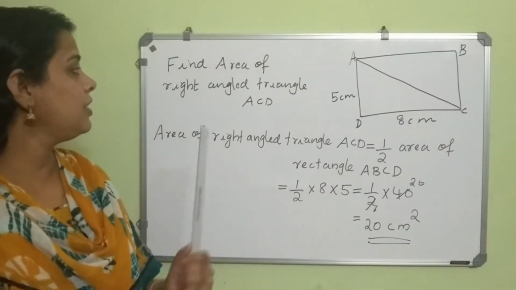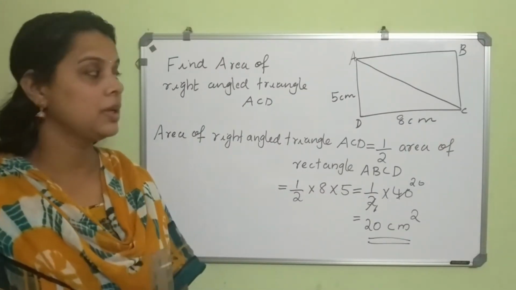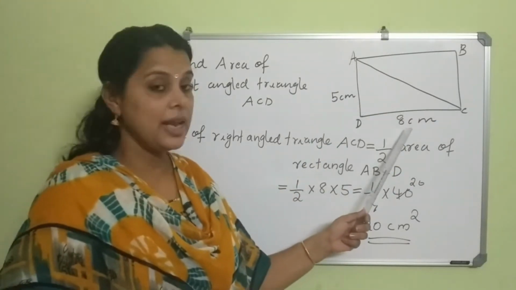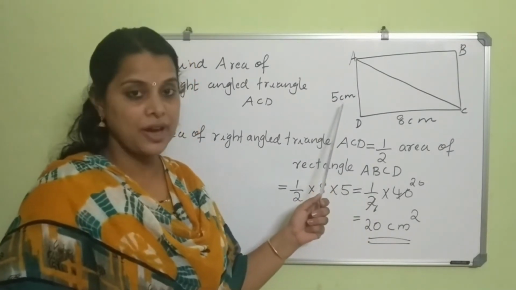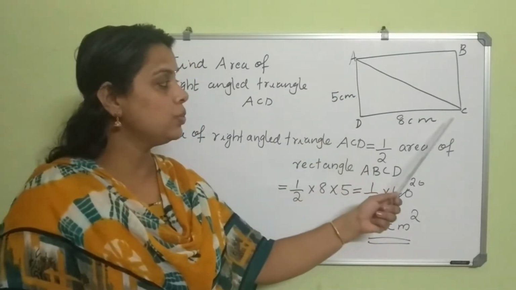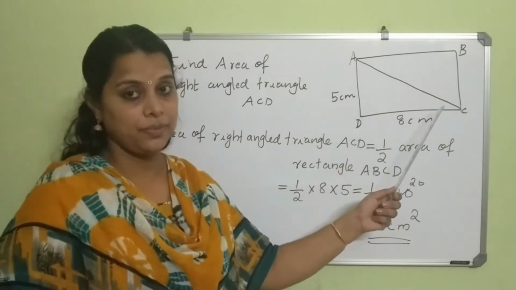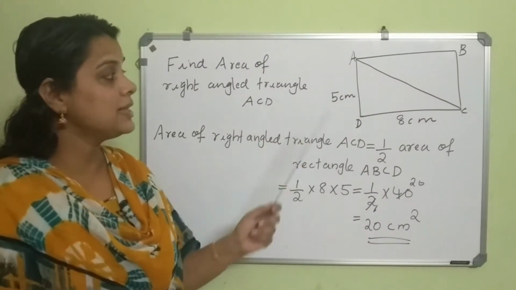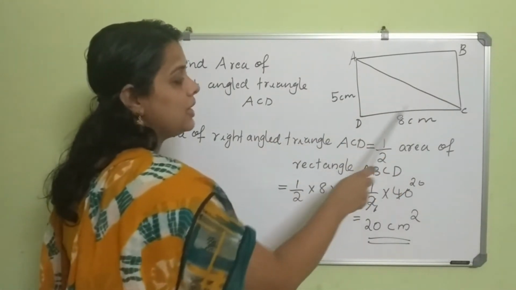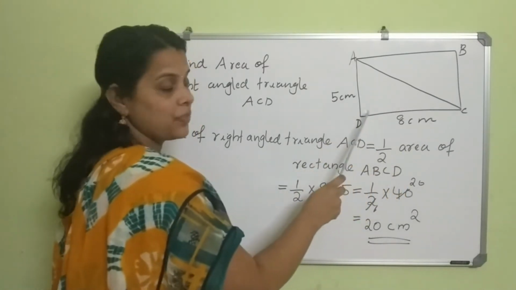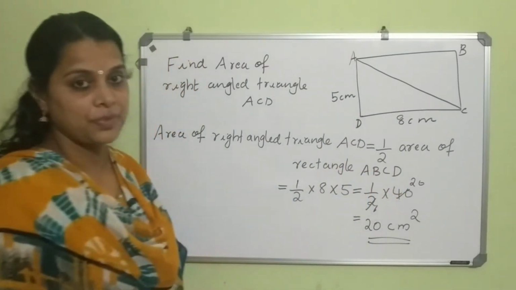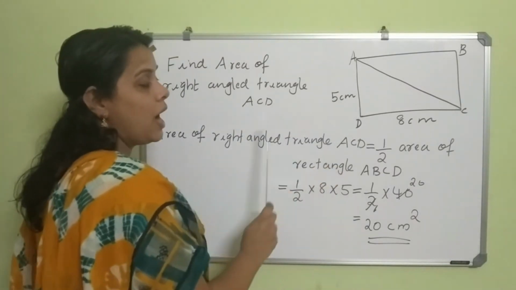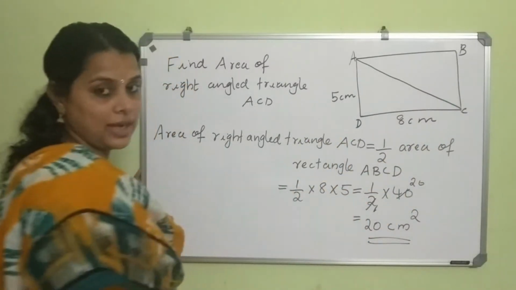Using this, we can solve one problem. Here, it's a rectangle. Length is given 8 centimeter and breadth is 5 centimeter. It's divided into 2 with a diagonal. We need to find area of right angled triangle ACD. It's a right angled triangle, right? We need to find area of this. How to find? Area of this triangle is half of the area of the rectangle.